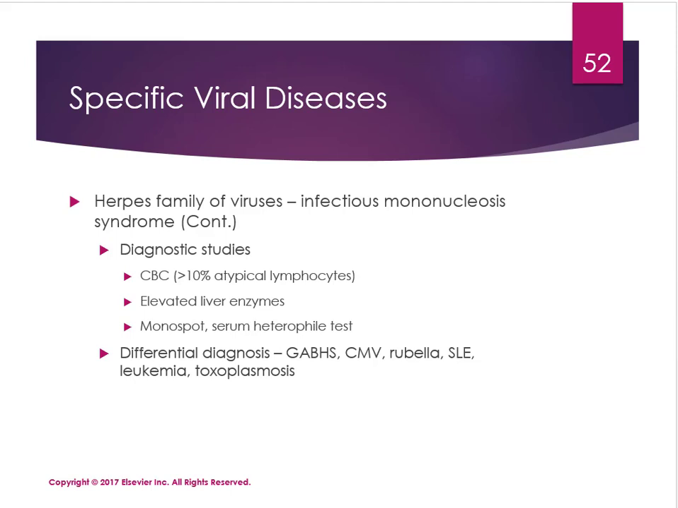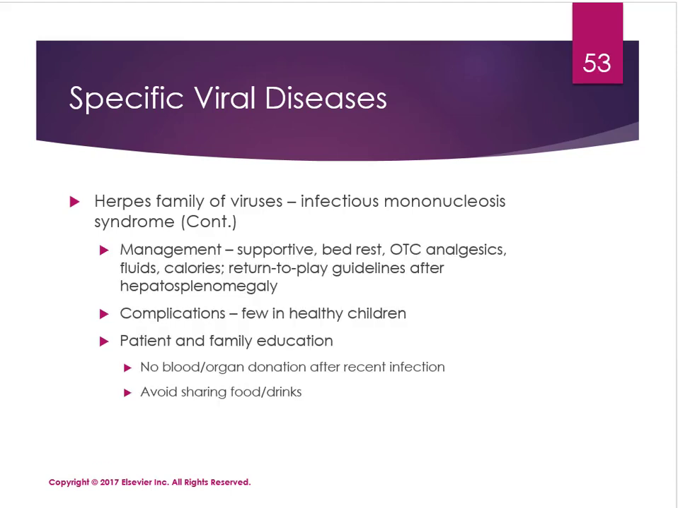Diagnostic studies include a CBC, and you may note that there's a greater than 10% atypical lymphocyte count. You may notice elevated liver enzymes, and of course there's the monospot test and the serum heterophile test. Differential diagnoses could include group A beta-hemolytic strep, the CMV virus, rubella, lupus, leukemia, and toxoplasmosis.